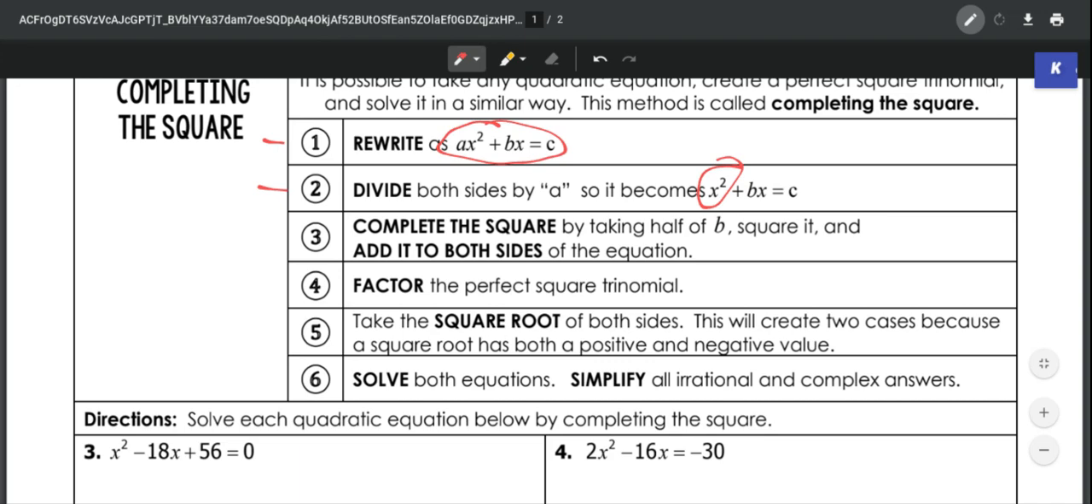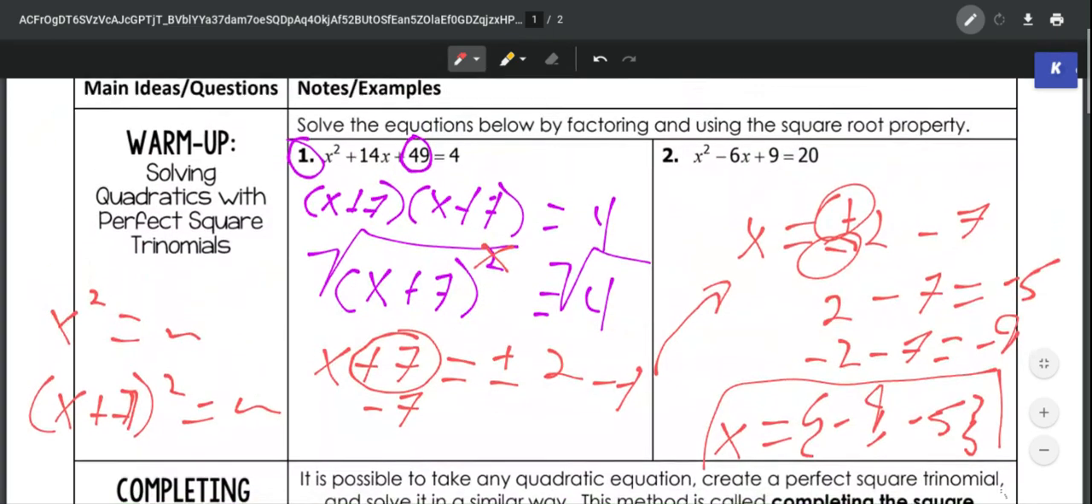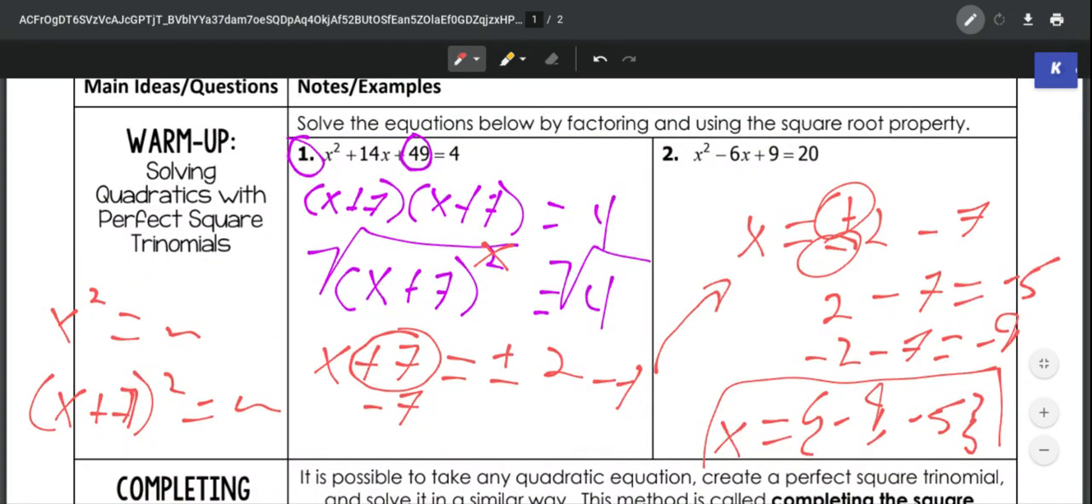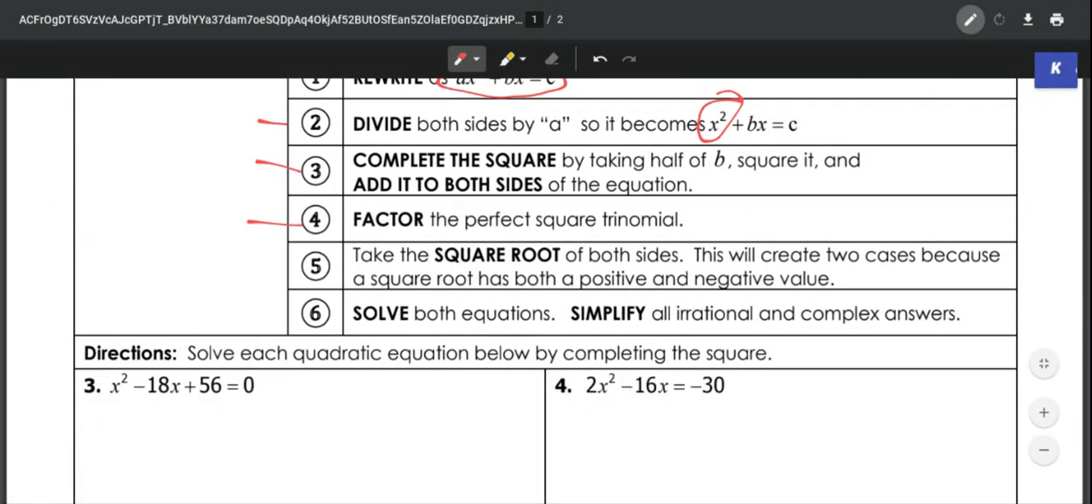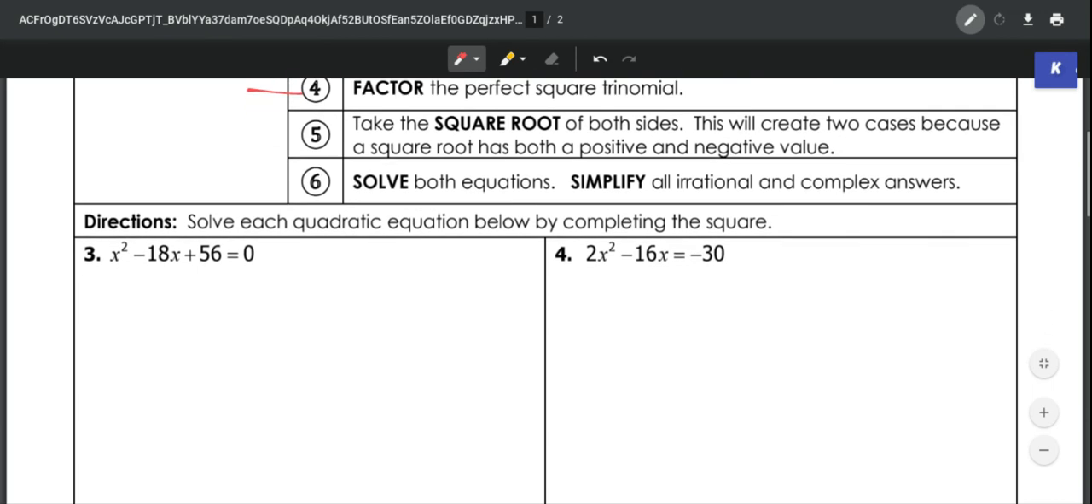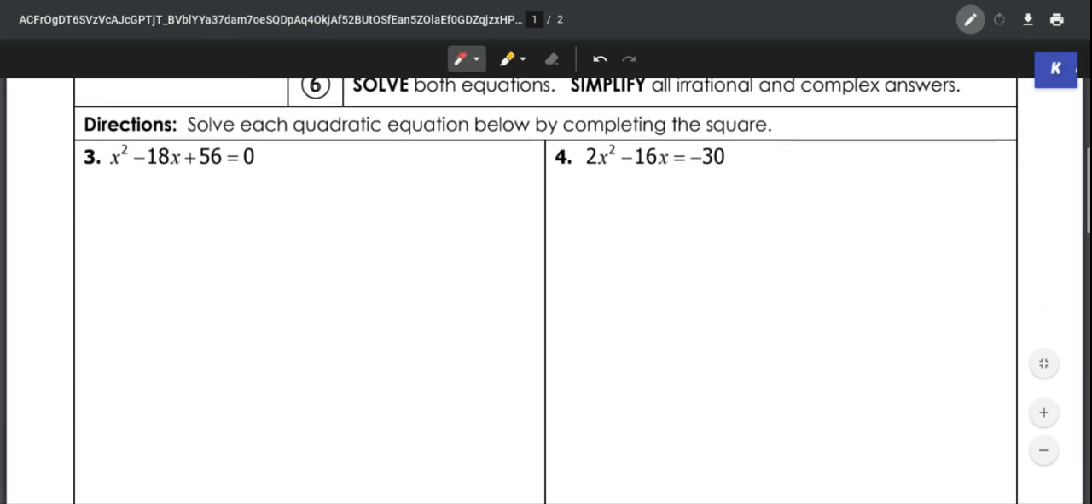Then you're going to complete the square, and that is you take b and divide it by 2, or half of b. Whatever that coefficient is, you'll divide it by 2 and then square it. Then you'll add it to both sides. So that's step 3. Step 4 is to just factor, turning this into a perfect square trinomial, pretty much what we just did in number 1. Then you'll take the square root of both sides. You'll create your two cases, one a positive value and one a negative value, and then you'll just solve. So let's look at 2 examples.